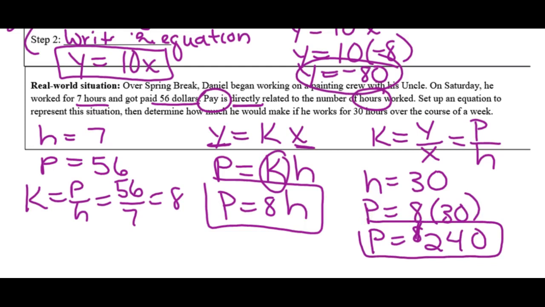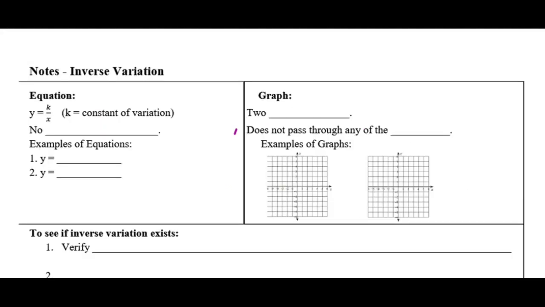On the back is our inverse variation. Inverse variation is the inverse of direct. So instead of it being y is equal to k times x, it's y is equal to k divided by x. To find k, we do x times y. K is our constant of variation, but it is not the slope. We have no intercepts here. We're not crossing the x or the y-axis.